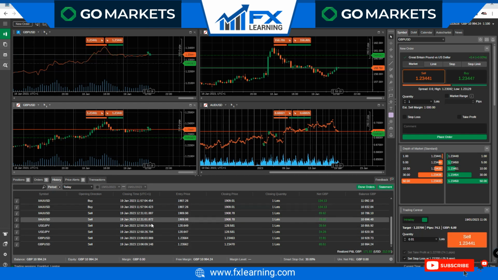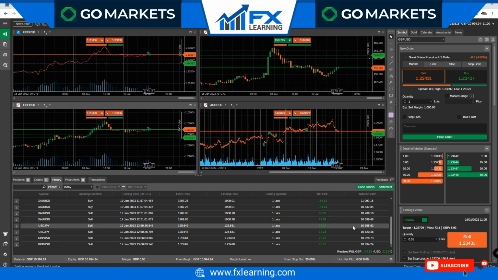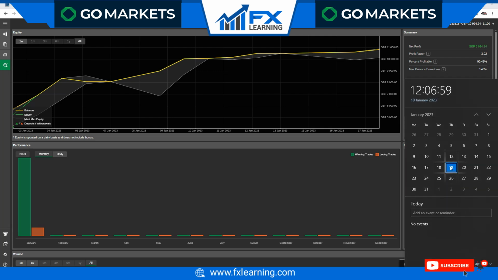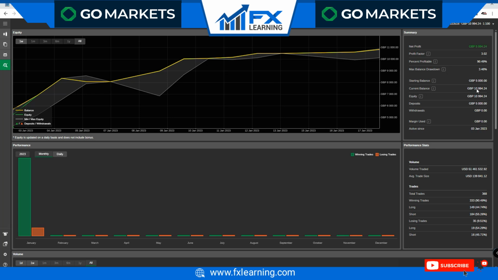You can see all the trades we took today. We did get a few losses at the start. I'm currently sitting around £171, but obviously this is that 5k account. It's currently still sitting at a 90% win ratio, 3.4% drawdown. Started off with a £5,000 deposit on the 3rd of January. Today's date is the 19th of January. And yeah, it's currently just ticking over.